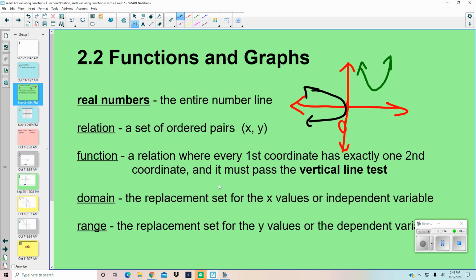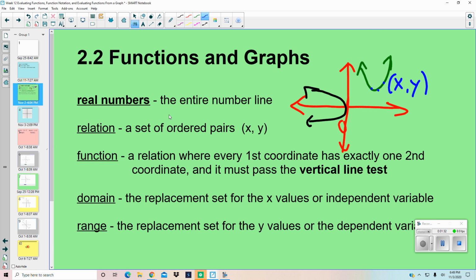Okay, so every ordered pair on this parabola, so every point, has both an x and a y coordinate. If I list every single x coordinate, that represents the domain. If I list every single y coordinate, then that represents the range.